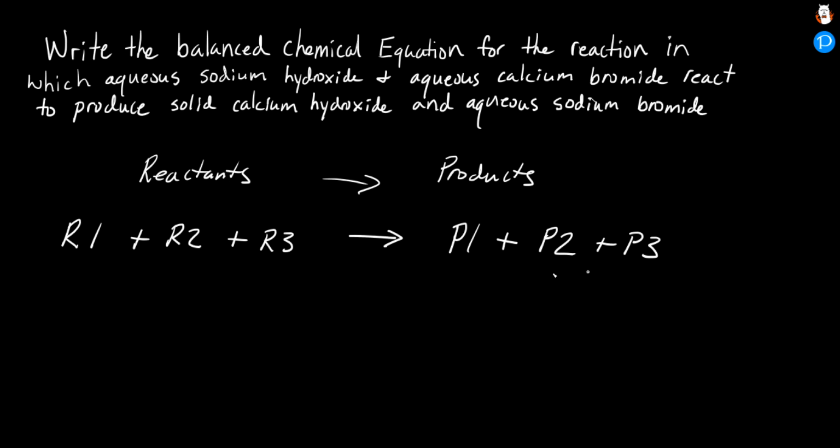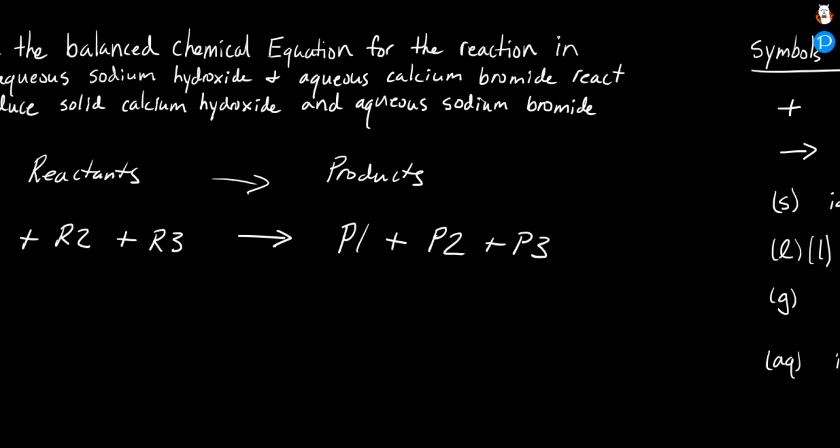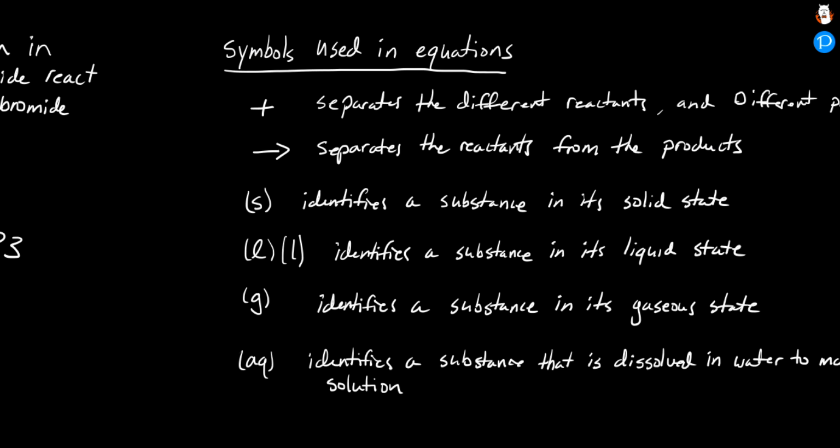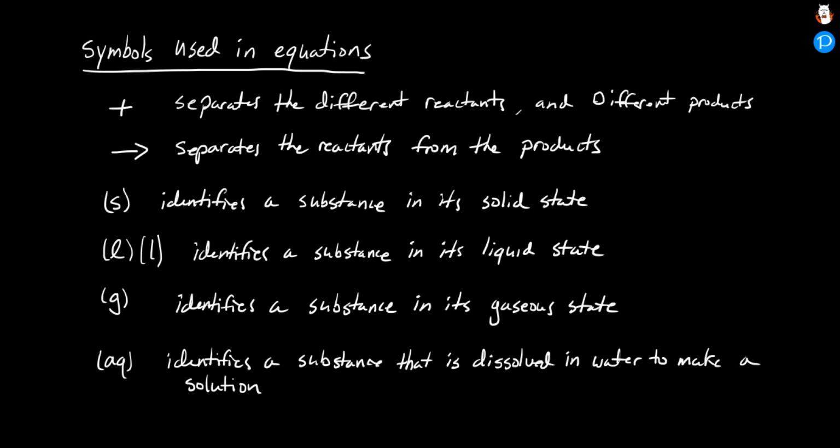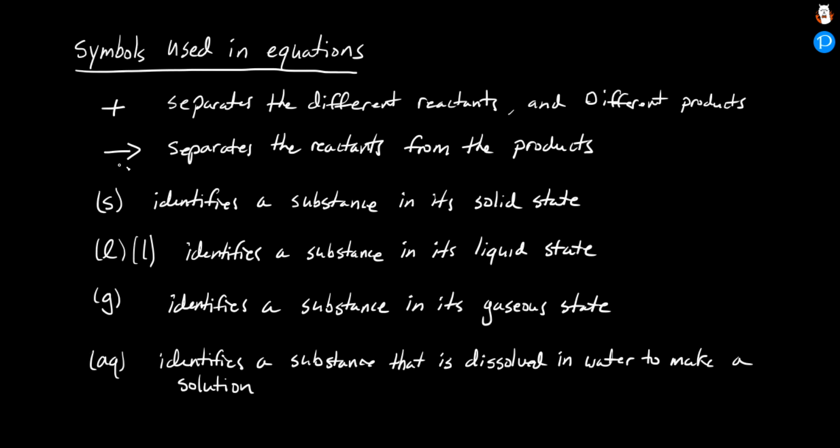Reactants on the left, products on the right, and we're just putting a plus sign in between each reactant and in between each product, and then we'll balance it from there. A couple other things that we have to be made aware of are different symbols that are used in these equations. Some of these we already know. So like these first two right here, the plus sign, we're just separating the different reactants and the different products. The arrow basically is the equals sign, and it separates the reactants on the left and the products on the right.